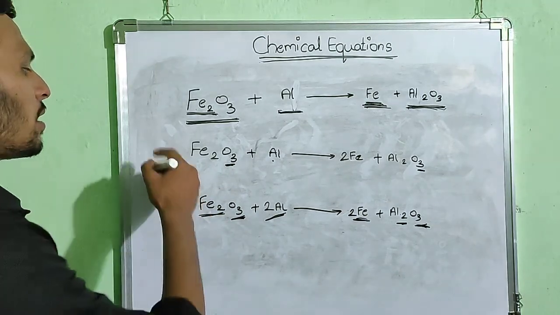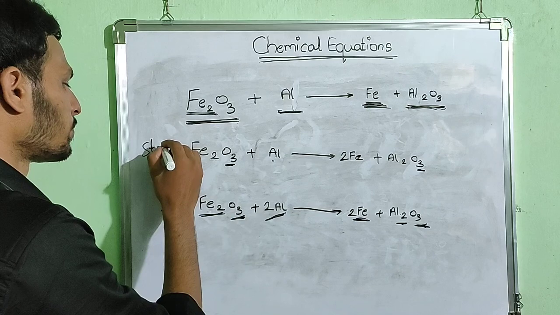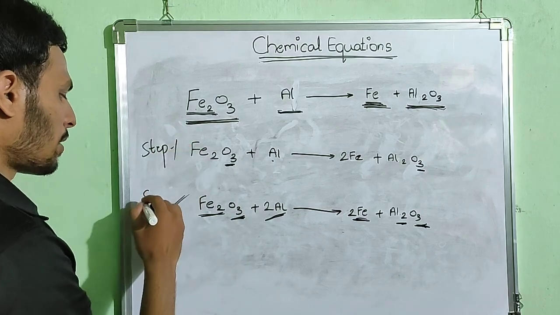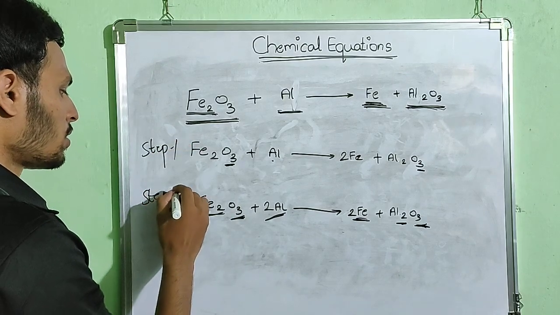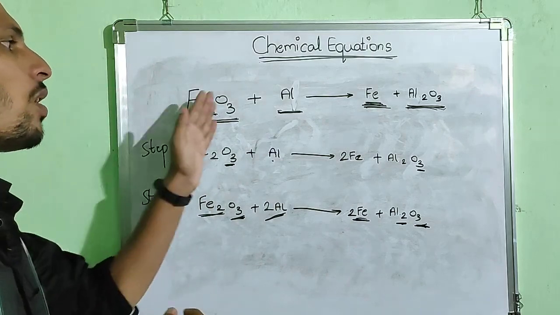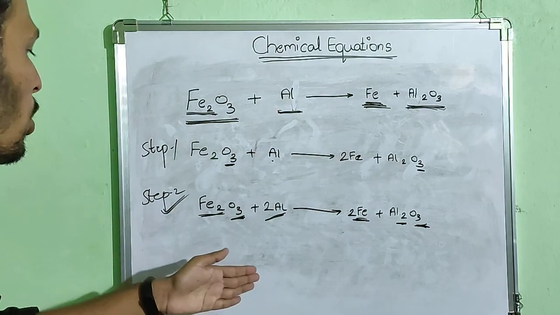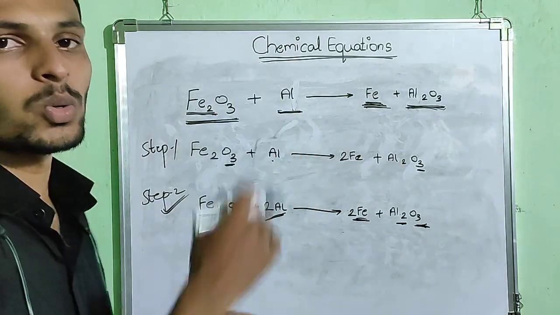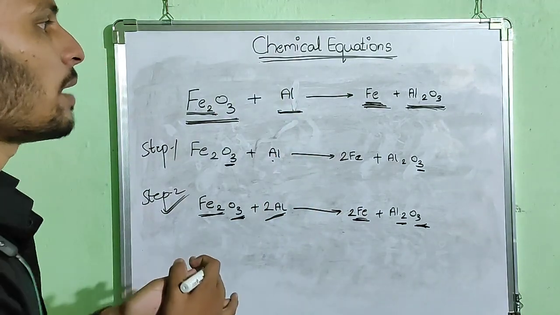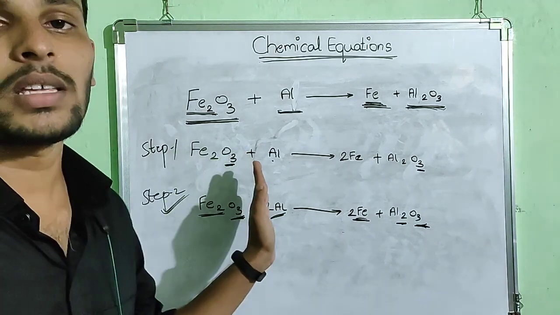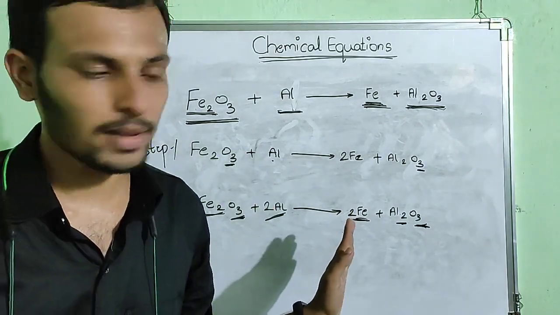So for this you can say it as step 1 and step 2. Similarly, if you have more number of atoms in the reactants and products side, you will be having step 4, step 5 and so on. But the method is the same. You need to balance in this way.